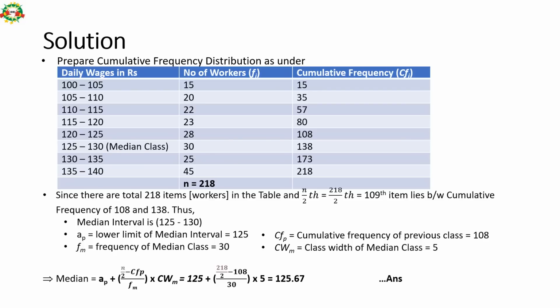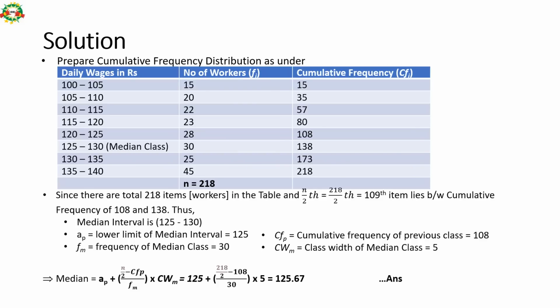So that means n divided by 2 is equal to the 109th item. Where that 109th item lies in the cumulative frequency table, it is between 108 and 138. So the median interval, the middle class, is nothing but 125 to 130. So this is the median class. First you have to identify the median class.